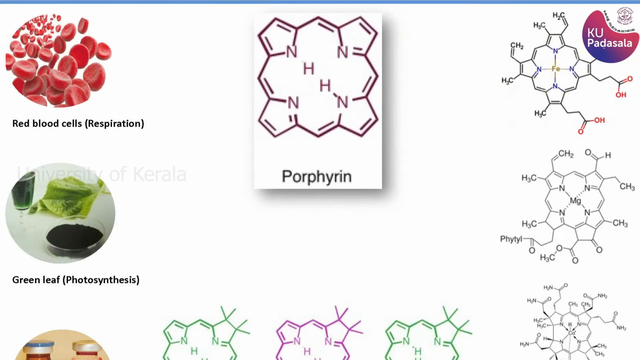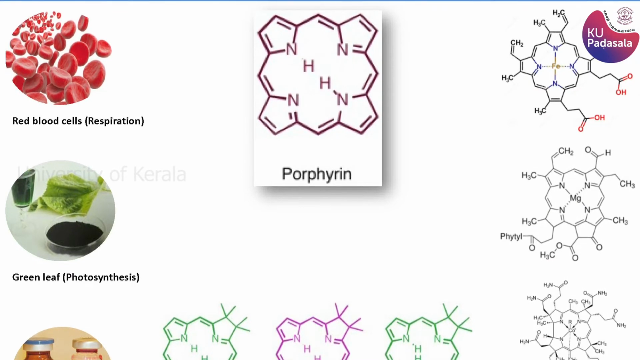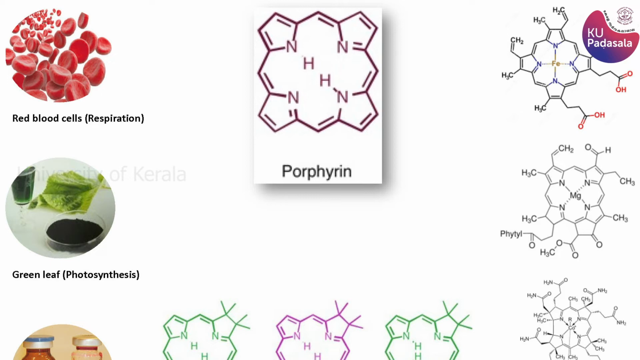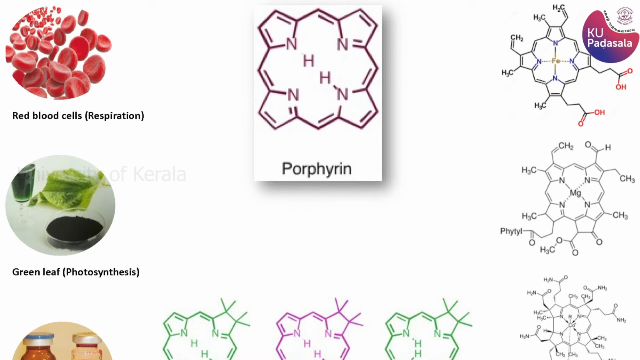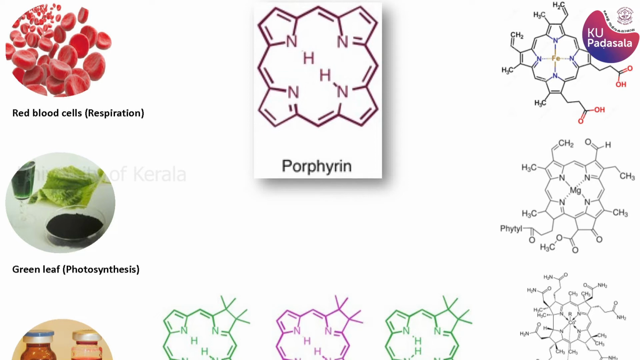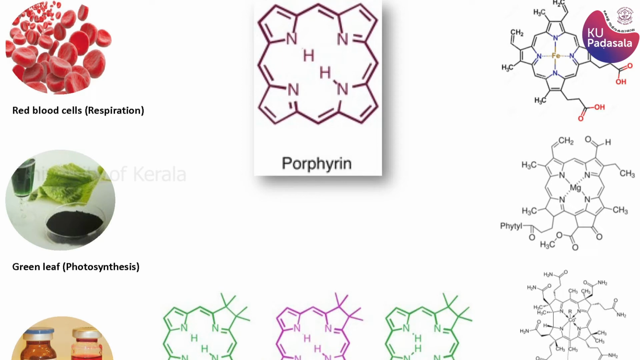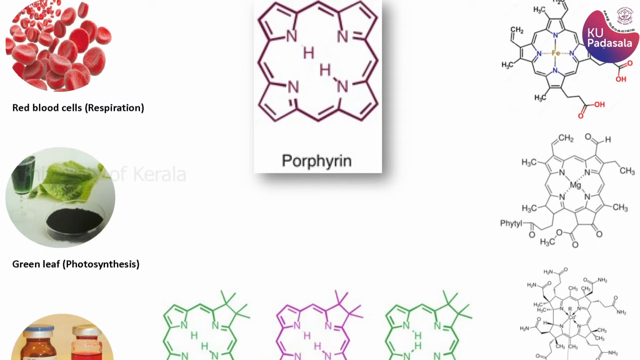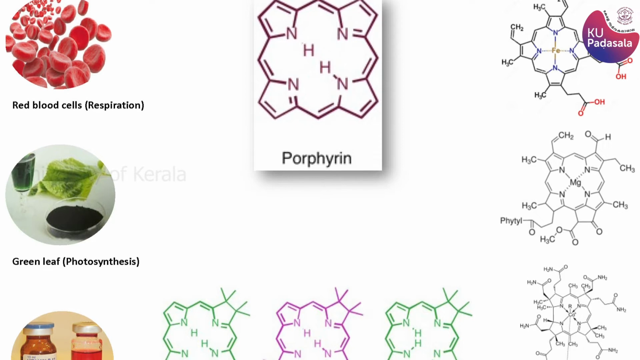When you look at this slide, what you can see is a red blood cell, a green leaf and vitamin B12, cobalamin. You might know the importance of the red blood cell and hemoglobin. The red blood cell contains hemoglobin, and its role is oxygen transport in the form of hemoglobin and oxygen storage in the case of myoglobin. And coming to the green color of the leaf, it is because of the chlorophyll molecule, and it is very important in the photosynthetic process.